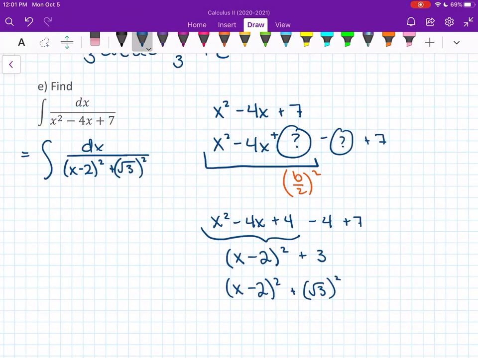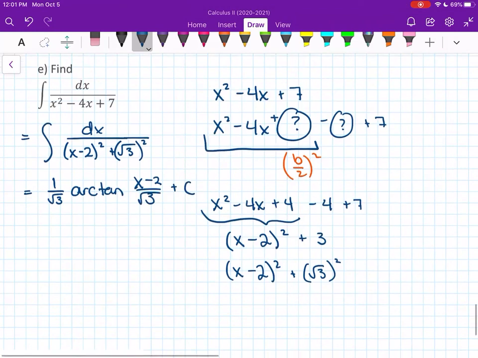My u is going to be x minus 2, and my a value is going to be square root of 3, which is helpful because the derivative of x minus 2 is 1. So I don't have to worry about substitution and possible factors in front of my answer. If I look at my antiderivatives, this one matches arctangent. So I have 1 over a, so 1 over square root of 3, times arctangent of u over a, so x minus 2 over square root of 3, plus c is my answer.